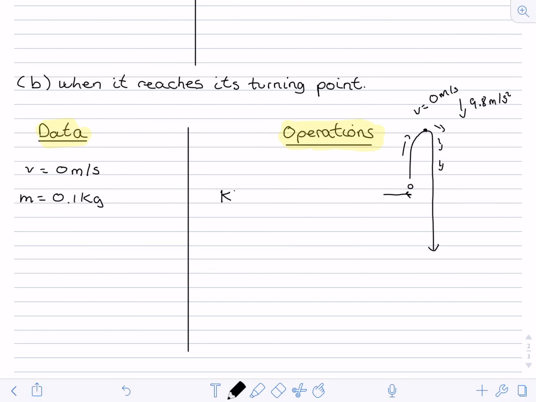So we have that the kinetic energy is equal to 1/2 mv squared. So 1/2 the mass, which is 0.1, times 0 squared. What happens here? Well, everything is multiplied by 0. Anything that's multiplied by 0 gives you 0. So the kinetic energy is going to be 0 joules. As we covered before, if an object is not moving, then its kinetic energy is going to be 0 joules, okay?